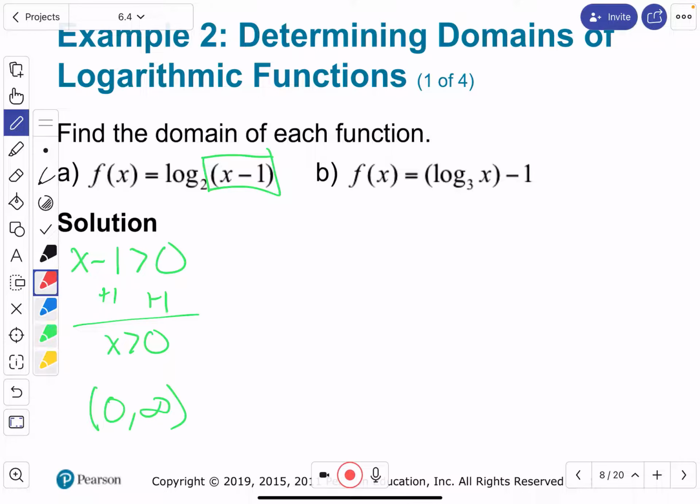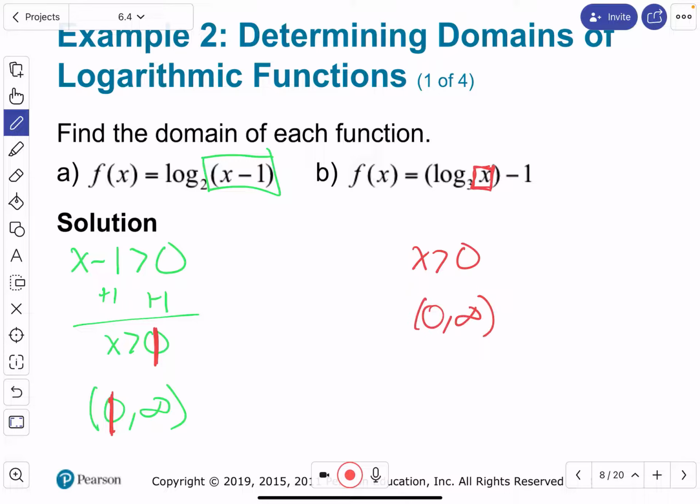For this one, all we're worried about is the argument of the log. We don't care about what's outside of the parentheses because that doesn't affect our domain. Over here, x is greater than 0, so this is 0 to infinity. This had a 1 inside the parentheses, and this one didn't. That's why the domains are different.